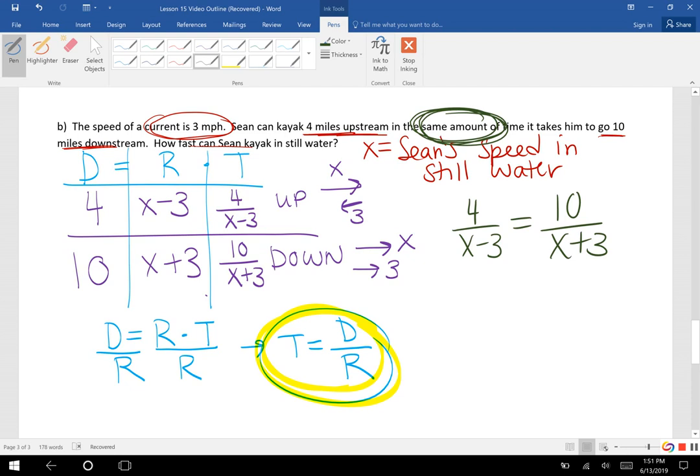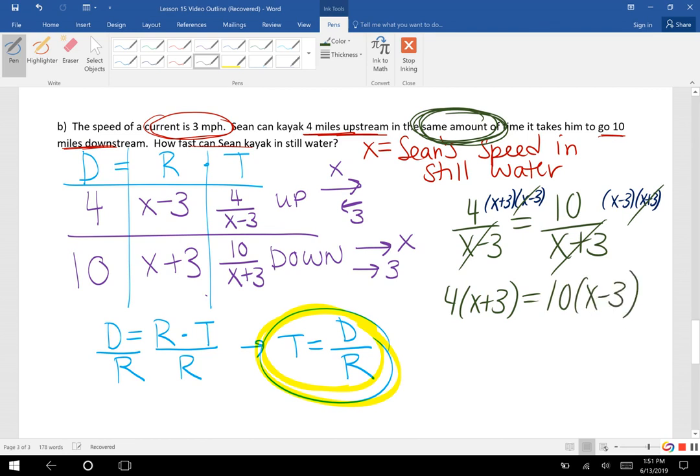I can multiply both sides by that LCD, which would be x plus 3 times x minus 3. And so then on the left-hand side, my x minus 3's cancel, so I get 4 times x plus 3. On the right-hand side, the x plus 3's cancel, so 10 times x minus 3. And this is something we can solve.